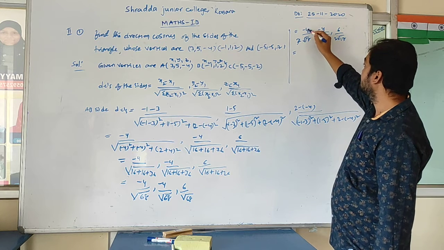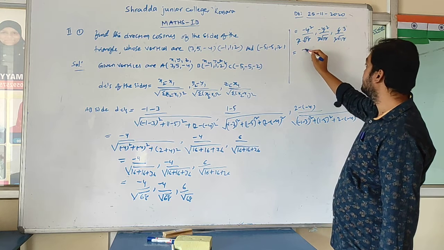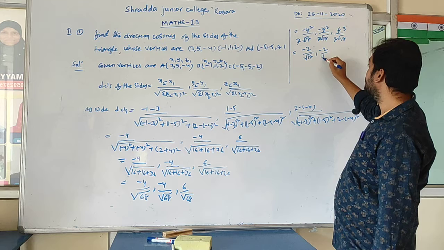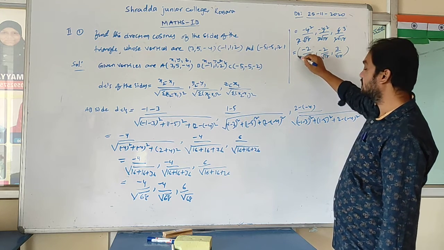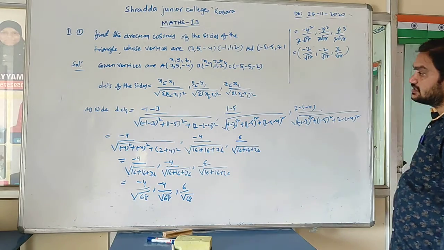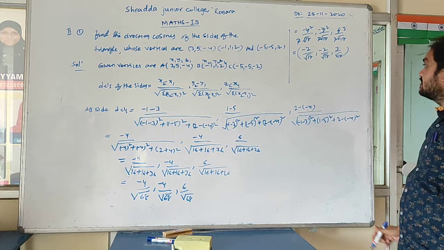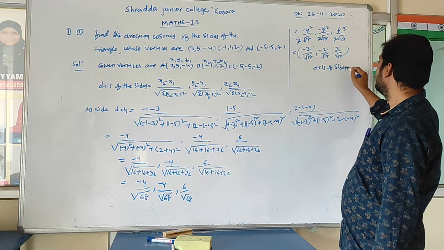That gives minus 2 by root 17, minus 2 by root 17, and 3 by root 17. Now these are the direction cosines of the side AB.